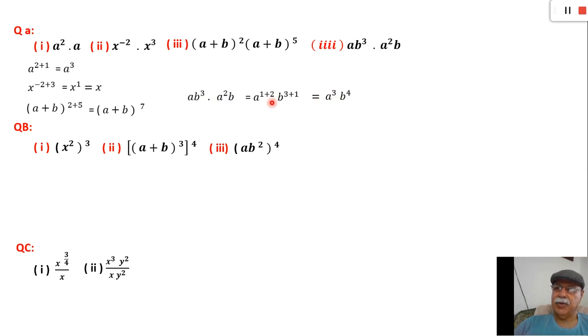The last question, we just added the indices. This is the first rule. Question 2 part 1 is the same. We multiply the power inside the bracket, everything inside the bracket, we see here x: 2 times 3 is 6. X equals 6.